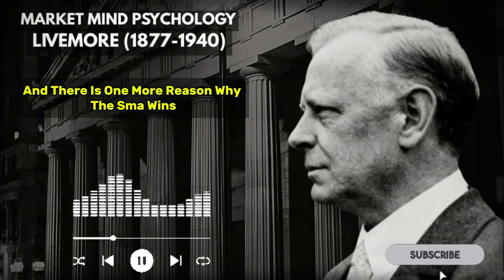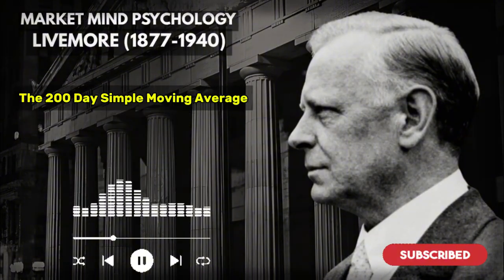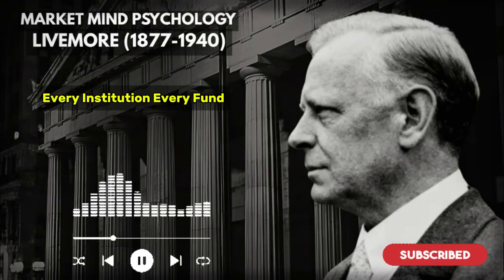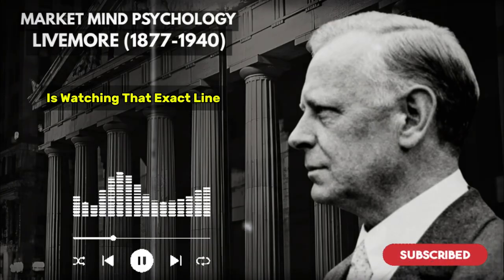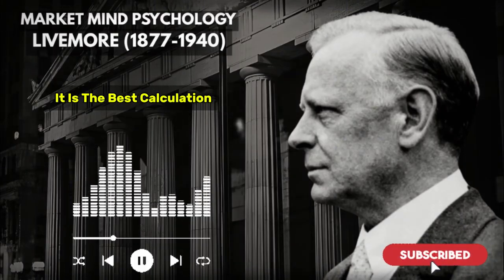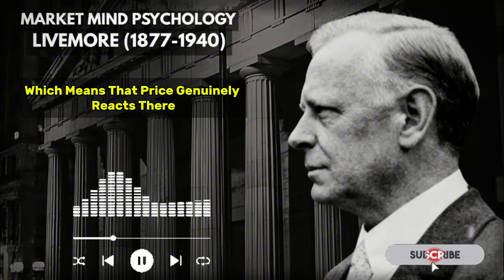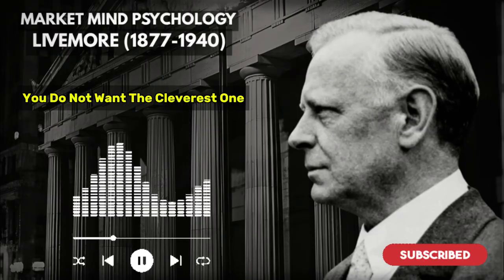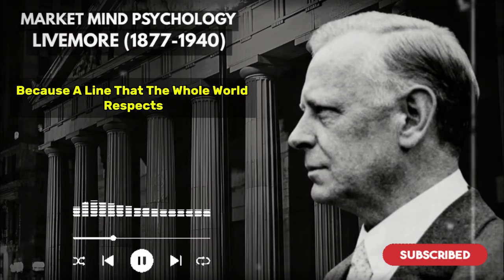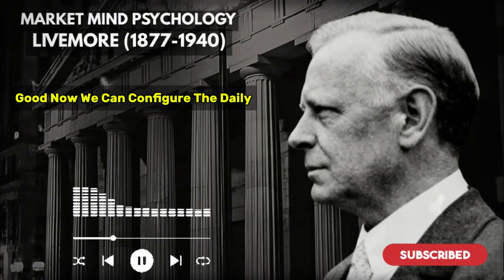And there is one more reason why the SMA wins on the longer time frames, and it is the most important one of all. The 200-day simple moving average is the most watched line in all of finance. Every institution, every fund, every serious trading desk in the world is watching that exact line. It does not matter if you personally believe it is the best calculation. It matters that the entire market is watching it, which means that price genuinely reacts there. When you choose a long-term line, you do not want the cleverest one. You want the one that everyone else is also watching, because a line that the whole world respects becomes real support and real resistance. Good, now we can configure the daily.